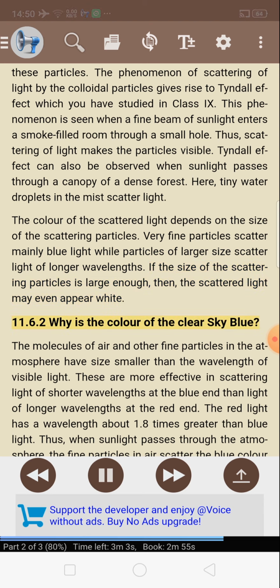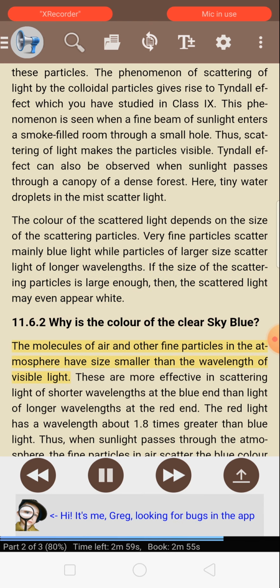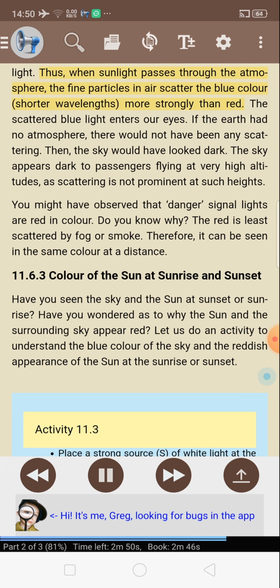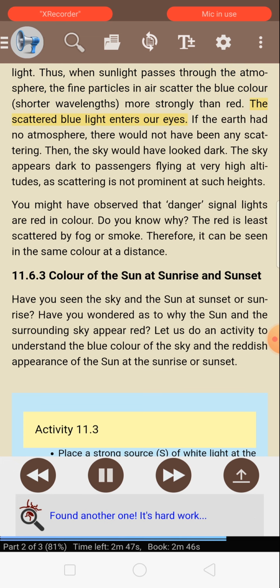11.6.2 Why is the color of the clear sky blue? The molecules of air and other fine particles in the atmosphere have size smaller than the wavelength of visible light. These are more effective in scattering light of shorter wavelengths at the blue end than light of longer wavelengths at the red end. The red light has a wavelength about 1.8 times greater than blue light. Thus, when sunlight passes through the atmosphere, the fine particles in air scatter the blue color, shorter wavelengths, more strongly than red. The scattered blue light enters our eyes.